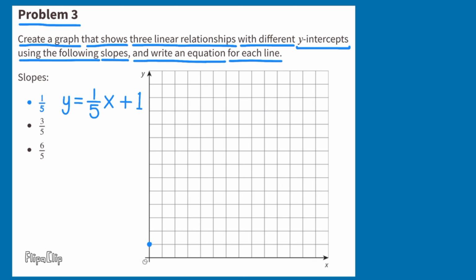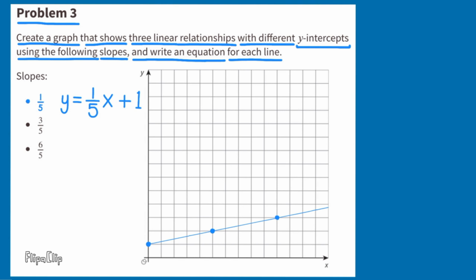Let's go up 1 and over 5. There's another point. Let's go up 1 and over 5 again. There's another point. And here's a look at the line that has a slope of 1/5.